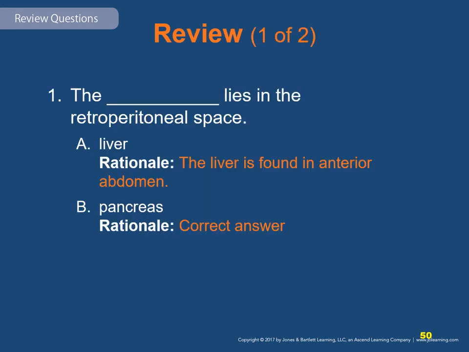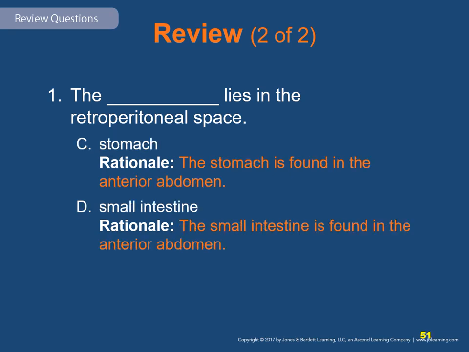The blank lies in the retroperitoneal space. A, liver. That's incorrect because the liver is actually found in the anterior space. B, pancreas. That is the correct answer. C, the stomach. The stomach is actually found in the anterior abdomen. D, the small intestine is incorrect because the small intestine is found in the anterior abdomen as well as the stomach.